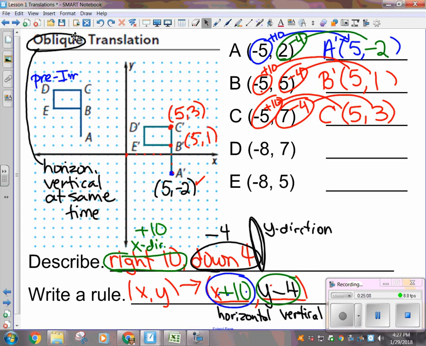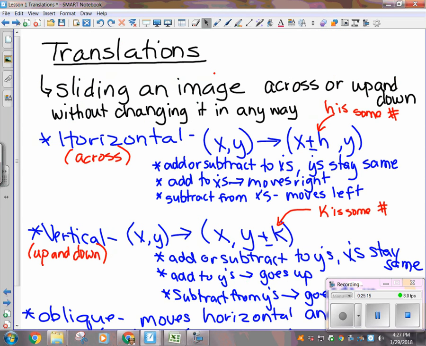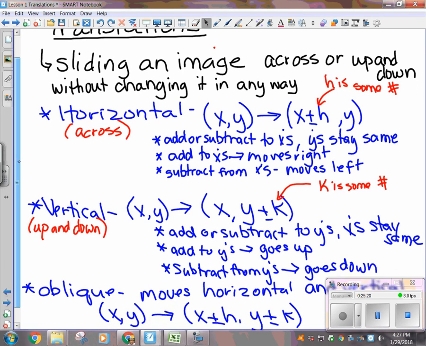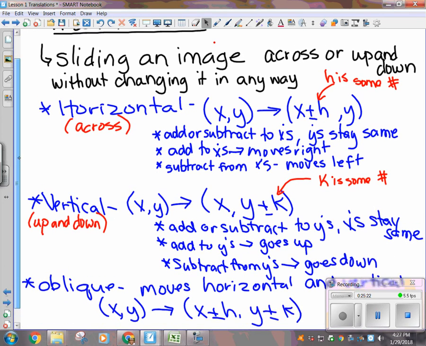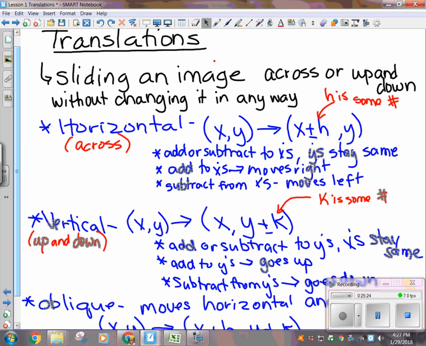All right. Now, I gave you class. This was our notes. I did take more time with the video than I might have taken in class because I had class to help me. So this slide, if you would like to pause it, you're welcome to. This is where I summarized. Translations is when you slide an image. That means sliding an image across or up and down without changing it in any way. Without changing it. That's where we talk about it being what? Congruent. That's the word I need you to know. I'm throwing that in there now. You're going to hear it again later.